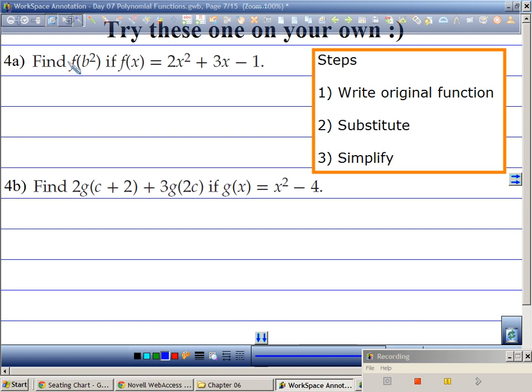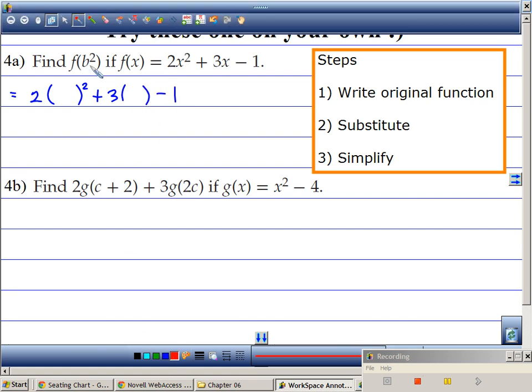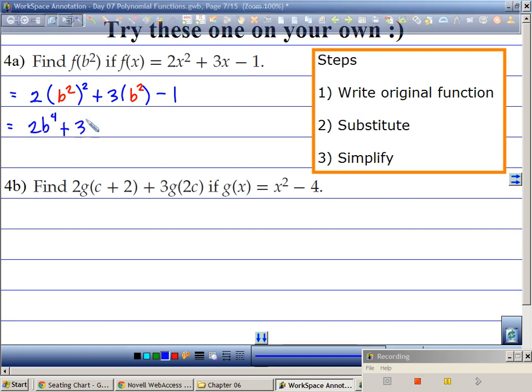Okay. So I have a fry machine, right? And I'm going to stick in or substitute in b squared. So what is the function of my machine? 2 times the quantity squared plus 3 times the quantity minus 1. I'm going to substitute in b squared. Gives me 2b to the 4th plus 3b squared minus 1.